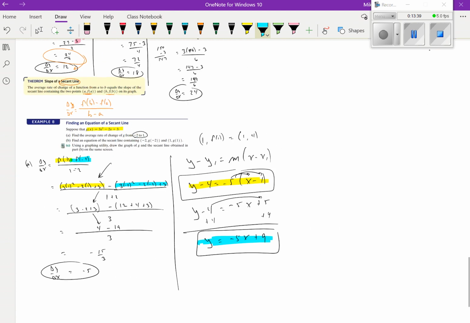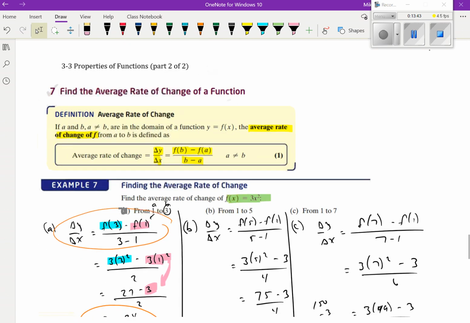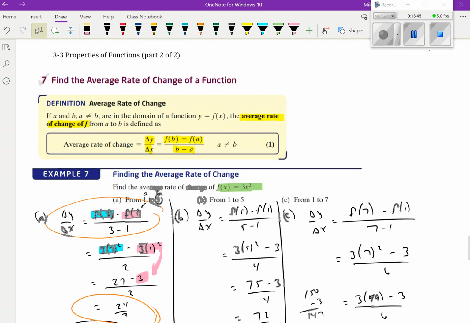All right, and that wraps up part 2 of the videos here on section 3.3, properties of functions. So overall, we had taken a look at maxes and mins, both local and absolute. We saw where functions were increasing and where they were decreasing. We also identified whether functions were even or odd based off their graphs. Then we took a look, here at the end, at the average rate of change of a function.